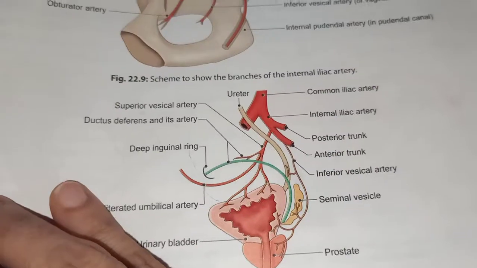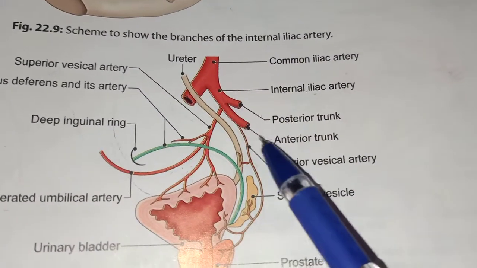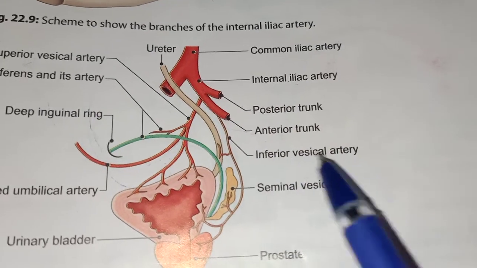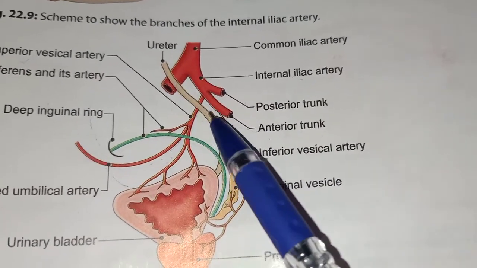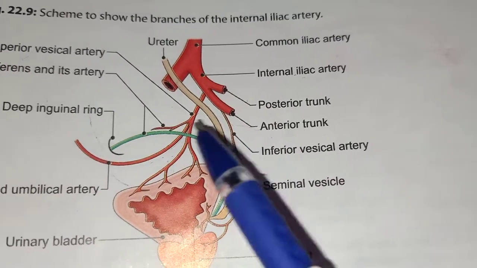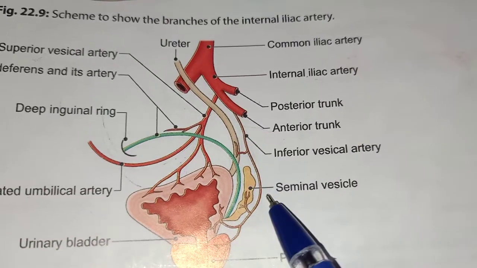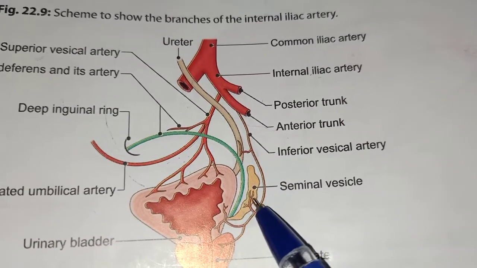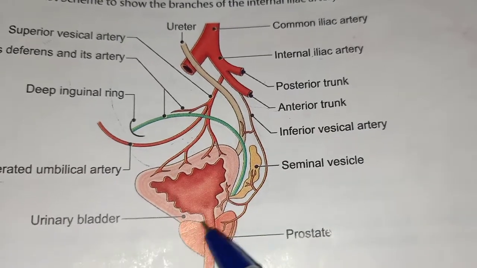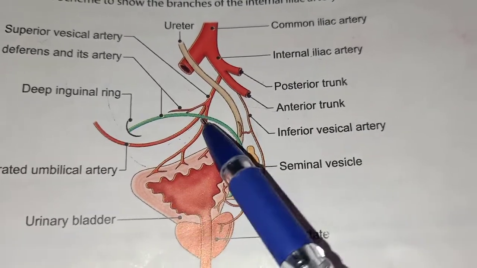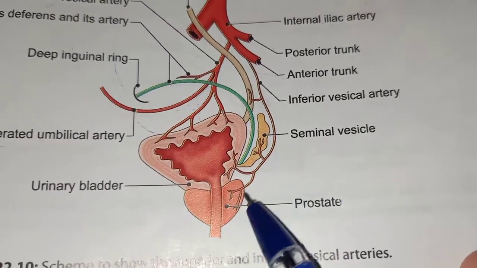Yes, it is very clear in the diagram. So, internal iliac, from the anterior trunk, arises the inferior vesical artery. It is going down. It gives branches to the lower part of the ureter, because the upper part is from the superior vesical. Then it gives branches to the seminal vesicles, and to the lower part of the urinary bladder. The upper part is supplied by the superior vesical artery, and it also gives a branch to the prostate.